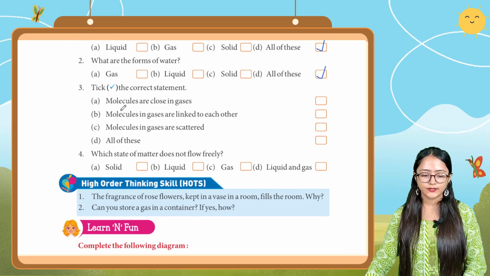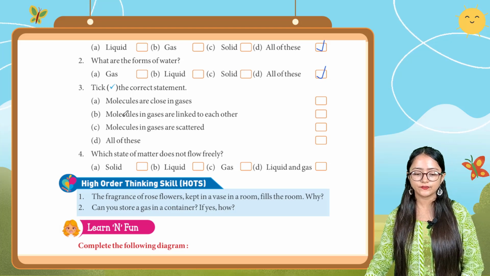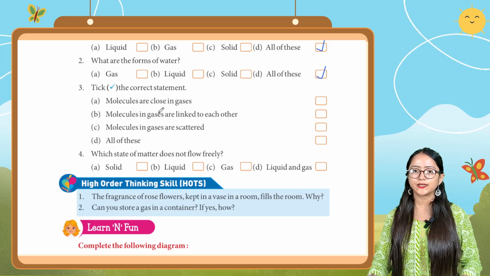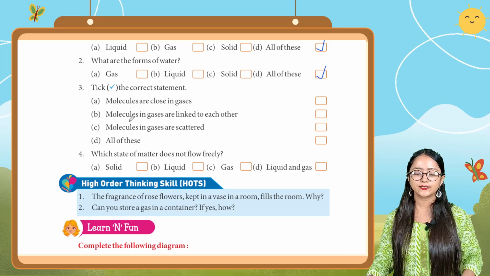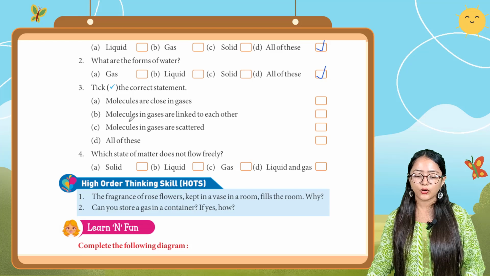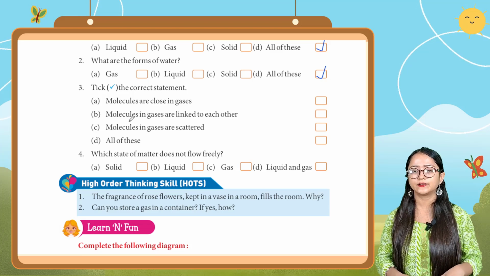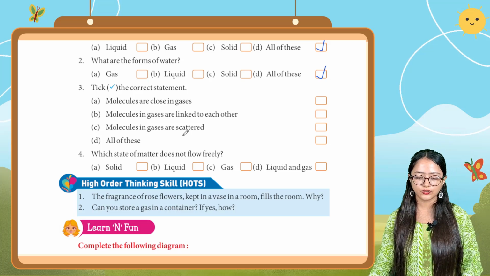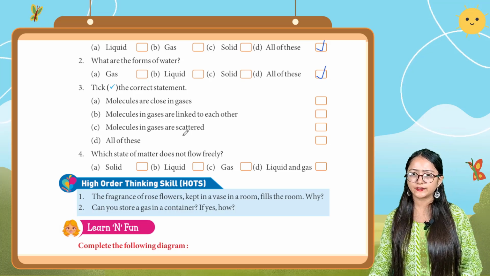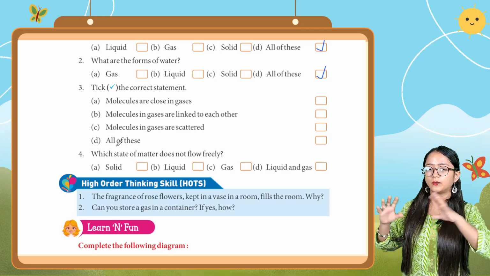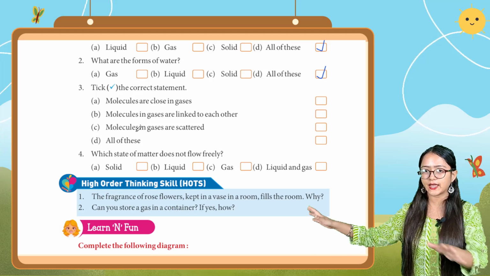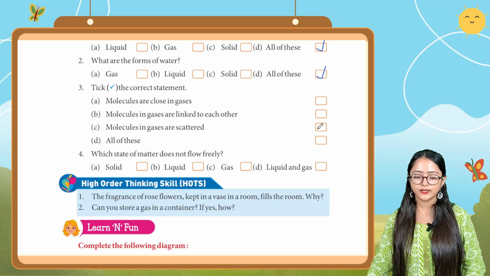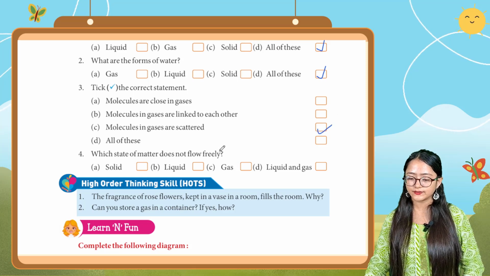Okay, now next one, take the correct statement. The first one is saying molecules are close in gas. So it is saying that molecules are closely packed in gas. This statement is wrong. Molecules in gas are linked to each other. No, this is also wrong. Molecules in gas are scattered. Yes, this statement is right. Molecules in gases are scattered. And the last option is saying all of these. How can it be all of these? So the answer is C. Just tick that one.